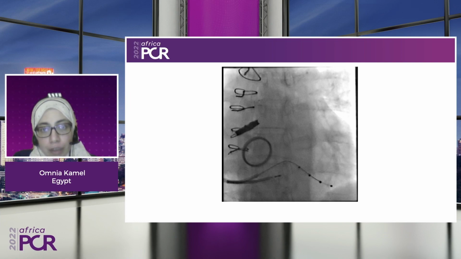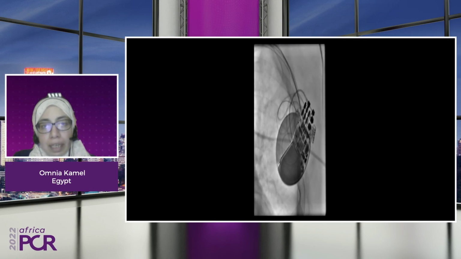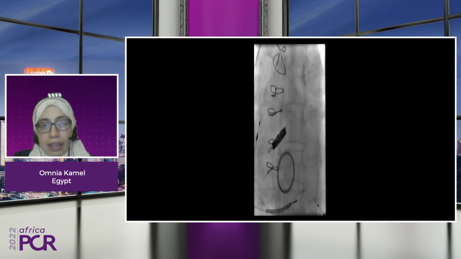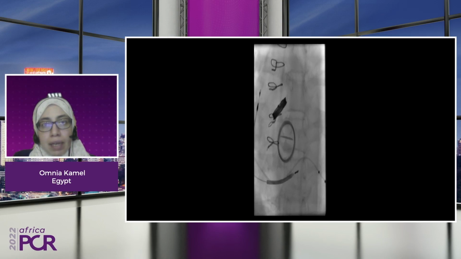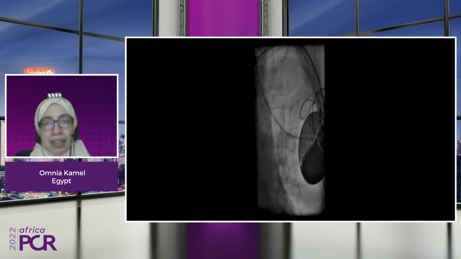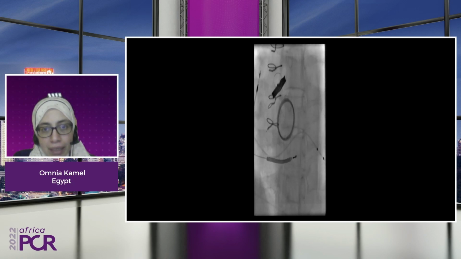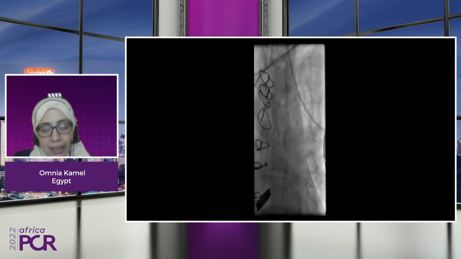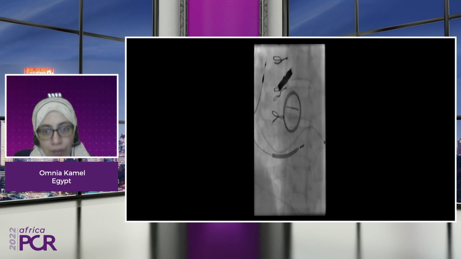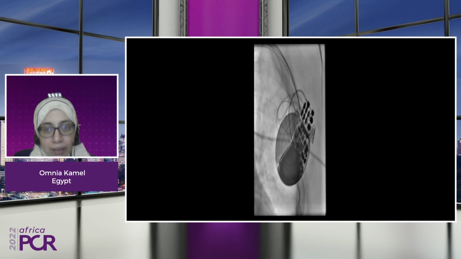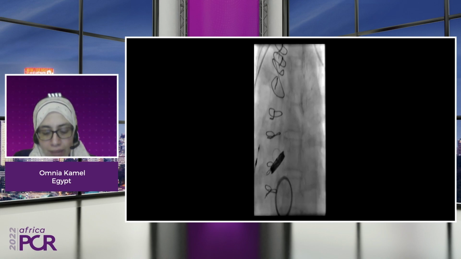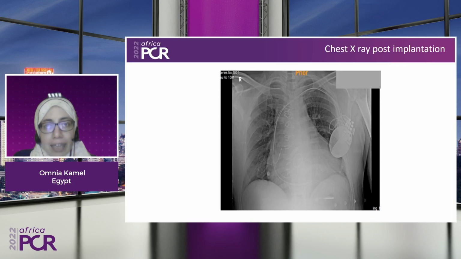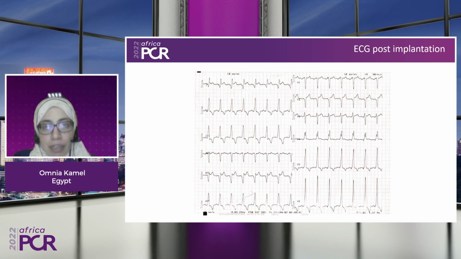the defibrillator lead in the RV, and then we implanted the right atrial lead. So this was the final picture with the mitral and aortic valve replacement, the atrial lead in position in the right atrial appendage, the defibrillator lead in the RV, and the quadripolar coronary sinus lead in the CS. And this was the X-ray after pacing, and the ECG was very interesting after that.